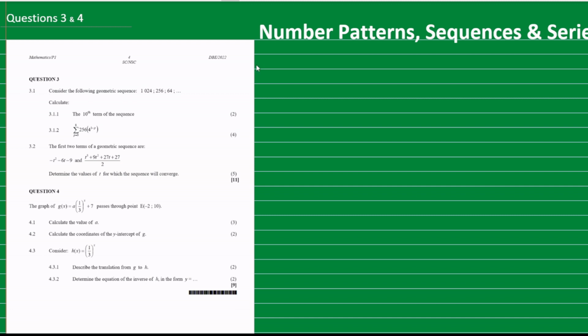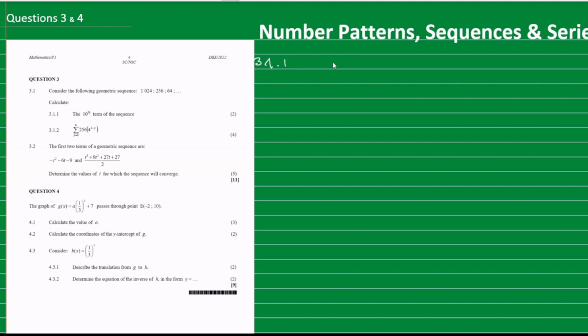So it is 3.1, which reads as follows. Consider the following geometric sequence, which is 1024, then 256, then 64. Calculate 3.1.1, the 10th term of the sequence. So that one is an easy question, 2 marks.